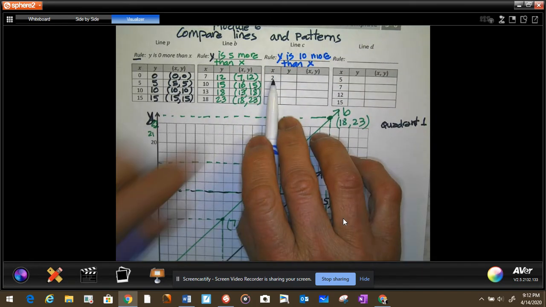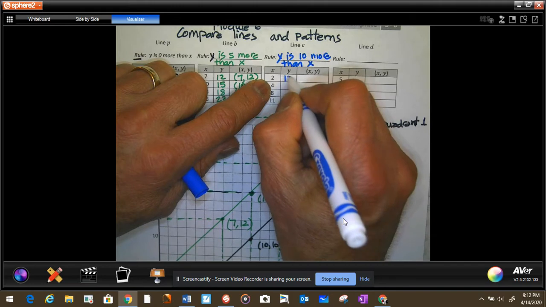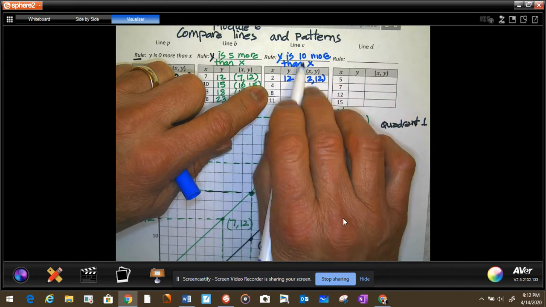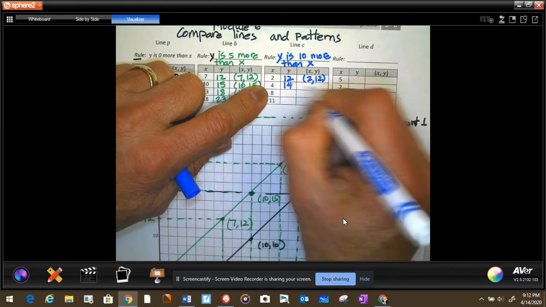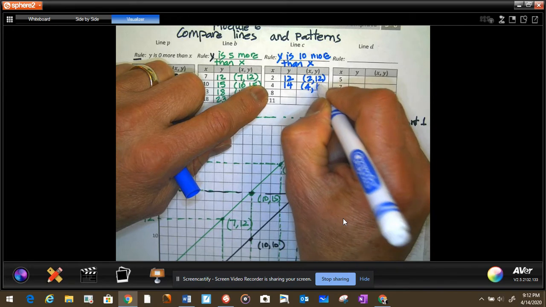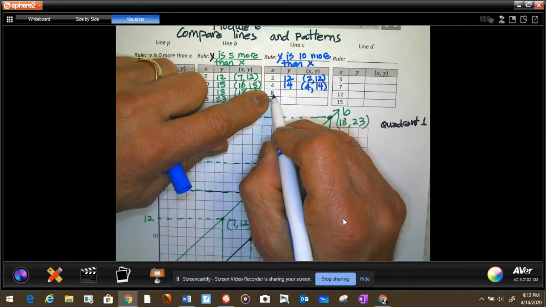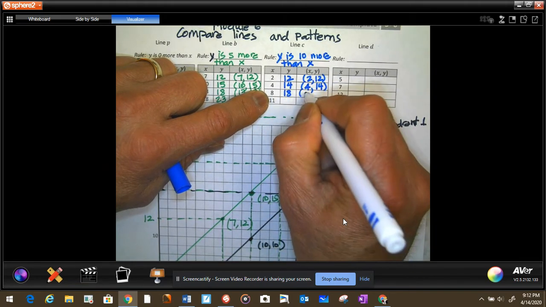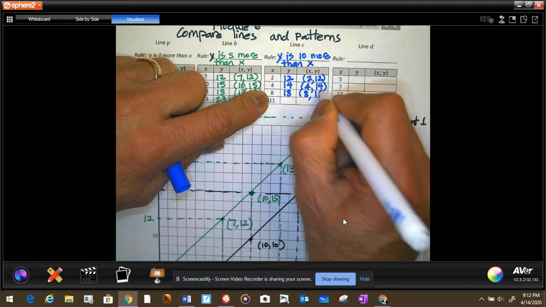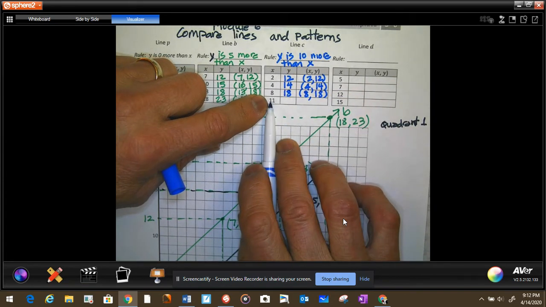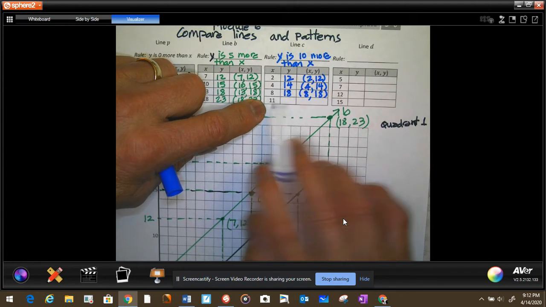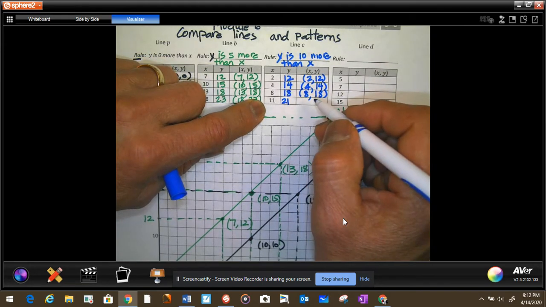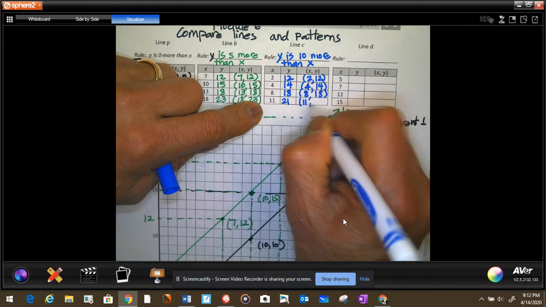So if x is 2, 10 more to make y will be 12. If x is 4, then y has to be 10 more. What is 10 more? That will be 14. That's the second coordinate pair. When x is 8, 10 more will make y 18. So the next coordinate pair is 8, 18. And when x is 11, then y has to be 10 more, so that'll be 21. And that's going to be the coordinate pair 11, 21.